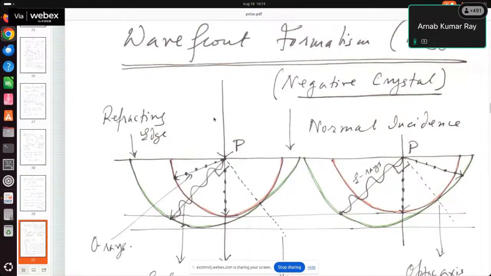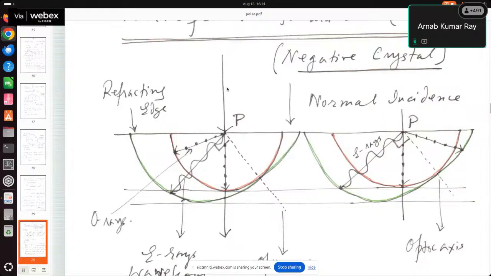Anyway, here you have a refracting edge. As you can see, this is the point of incidence. This is the original ray path, and this dotted line slightly inclined to the right is the optic axis. This optic axis is the line along which both the ordinary ray and the extraordinary ray will have the same speed. But anywhere away from that, they will have different speeds.